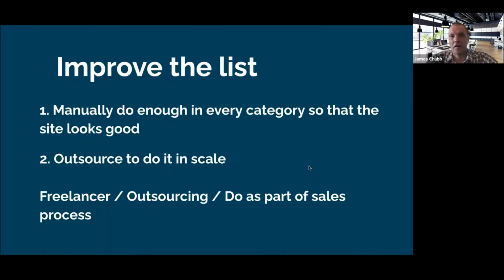But after you get the list, then you want to improve it, and you can do that manually. You should do every category, at least a few really nice listings with photos and stuff, so the site looks good. And then you can outsource it to do it at scale. Freelancer, that's probably a great way for smaller businesses or smaller projects to do it. There are large companies that will do this outsourcing as well.